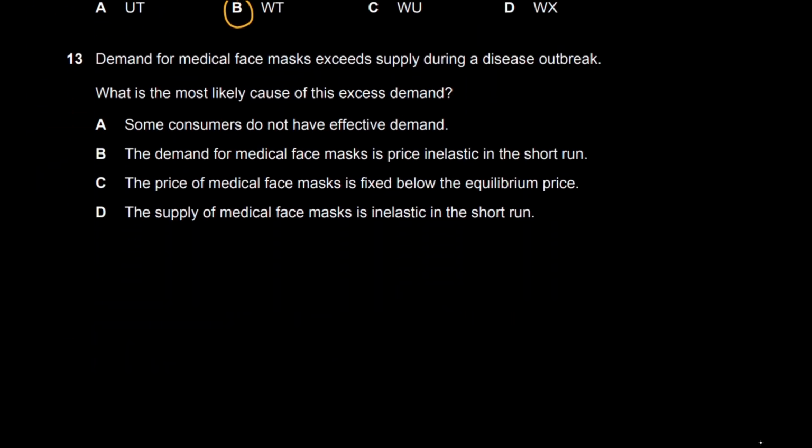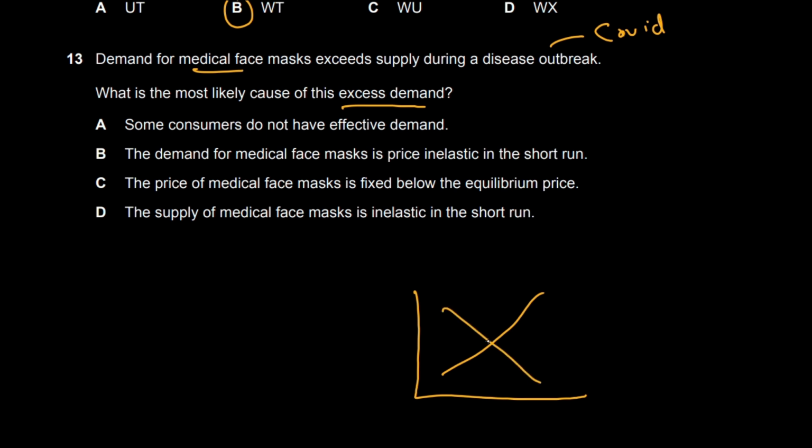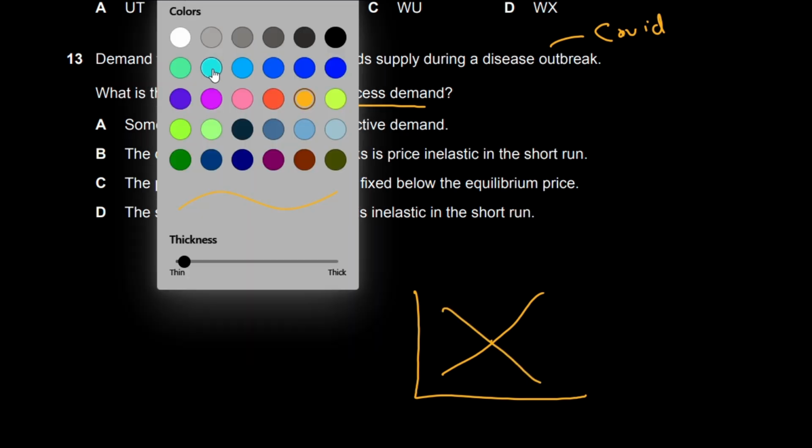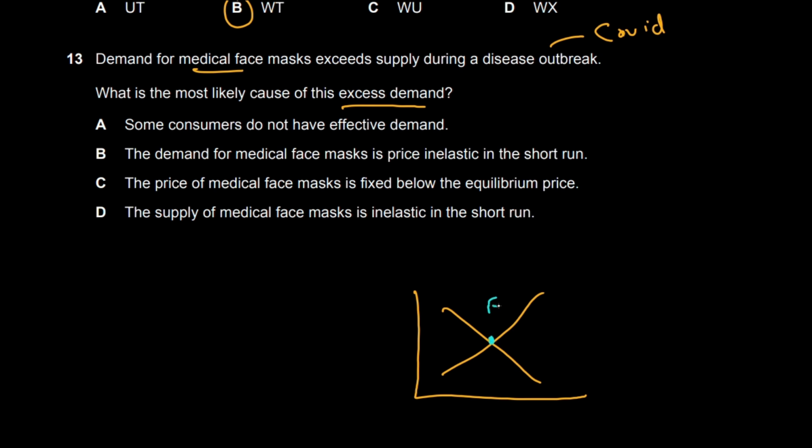Question number 13. Okay. Question number 13 basically states demand for medical face masks exceeds supply during a disease outbreak such as COVID. What is the most likely cause of this excess demand? Whenever we are talking about excess demand, it can be shown on the graph like this. For example, we are here at an equilibrium of E. Excess demand means the demand is somewhere here, while at this point suppliers only want to supply this quantity 1, while the consumers want quantity 2. So this will lead to a shortage.